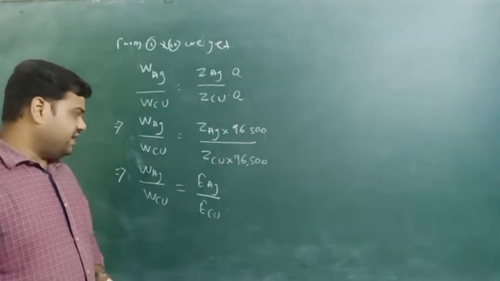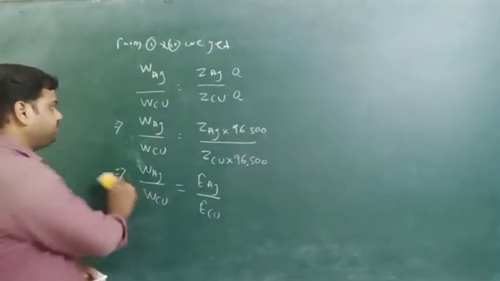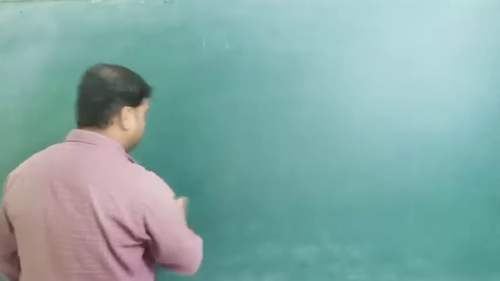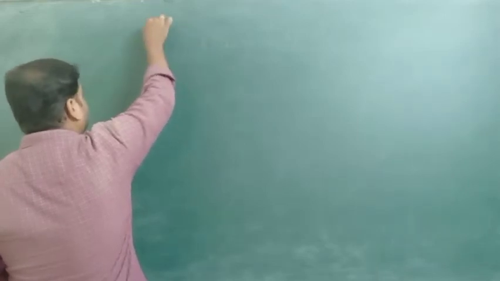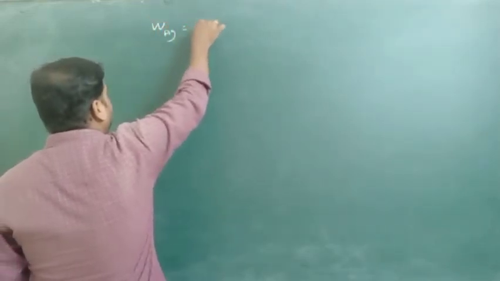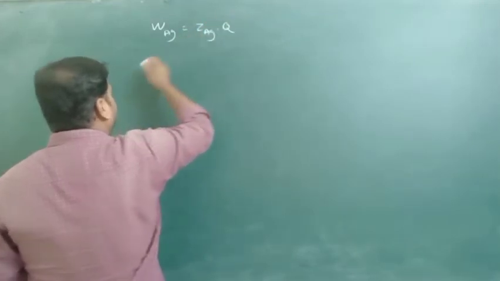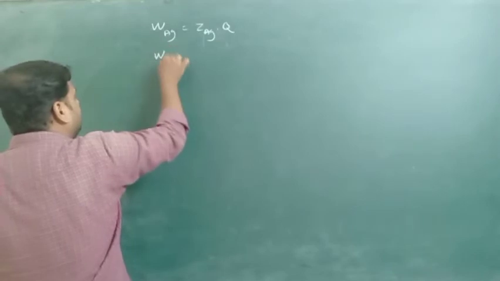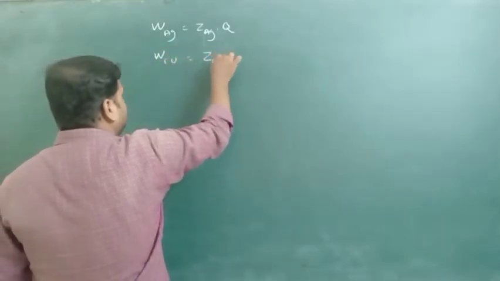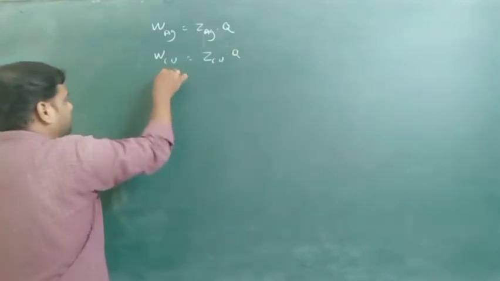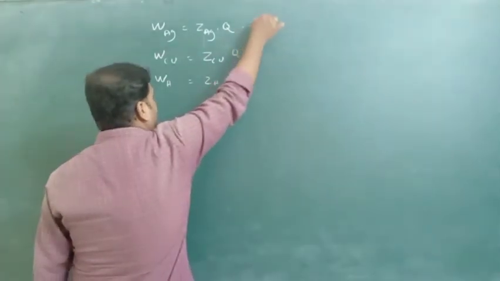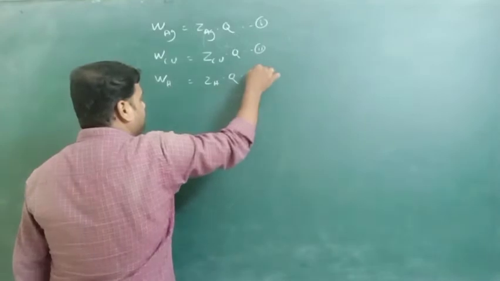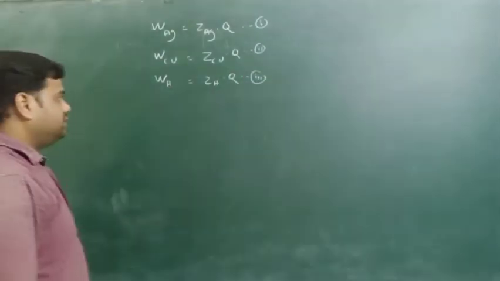By applying Faraday's second law, we will write the equations again: W_Ag equals Z_Ag Q, W_Cu equals Z_Cu Q, and W_H equals Z_H Q. These are the equations we have already taken.